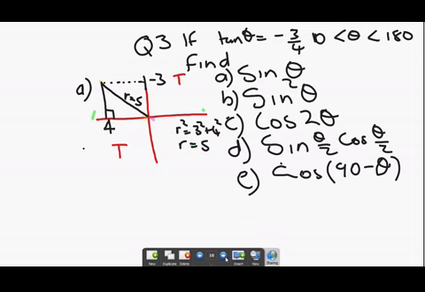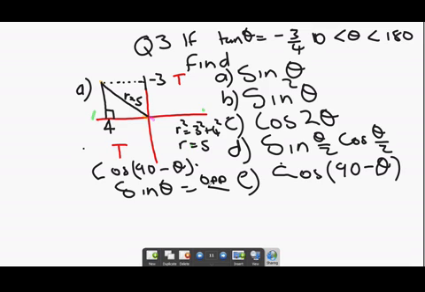So there you go. Let's go to the last one. Here we've got cos of 90 minus theta. This is going to give us sine theta, which is again opposite over hypotenuse, and this is going to be 3 over 5. And that, ladies and gentlemen, is how we do that first question for the diagram.